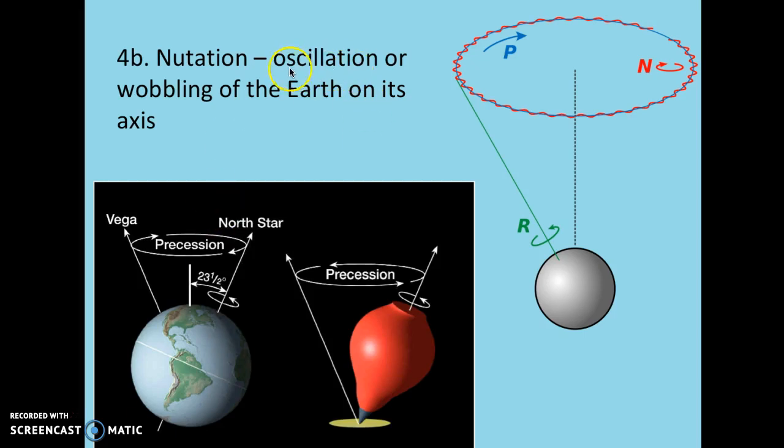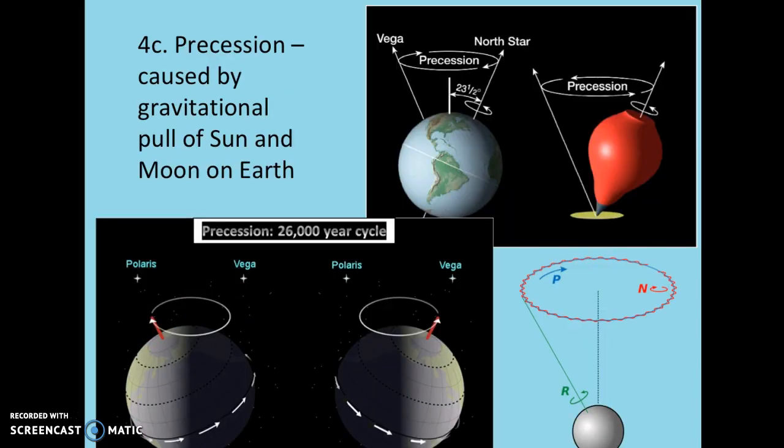Nutation is just oscillation, so it's just the wobbliness of the Earth on its axis. So the nutation is this kind of wobbly motion here. Precession is going to be this kind of spinning top motion. So the nutation is going to occur within the precession here.